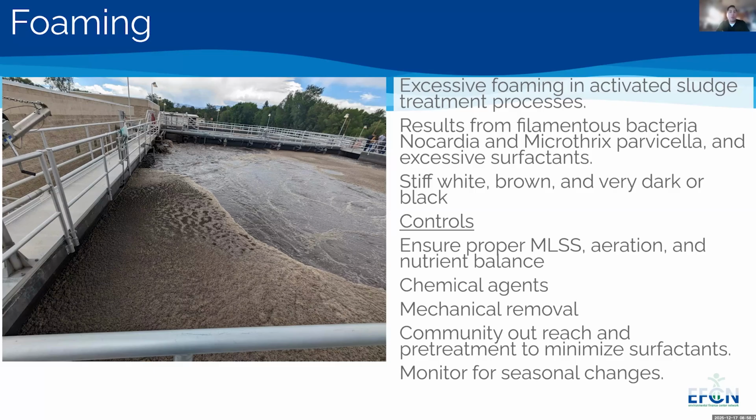Persistent foam does need to be addressed at the control level, and you need to make sure that you are balancing your nutrients and have proper MLSS and aeration. Unstable, out-of-the-blue foaming usually can be addressed with some chemical agents such as chlorination or even mechanical removal such as scrapers. And then if you have too many surfactants in the wastewater, a lot of times you want to address that by community outreach and talking to the industries that may be discharging to your wastewater facility.